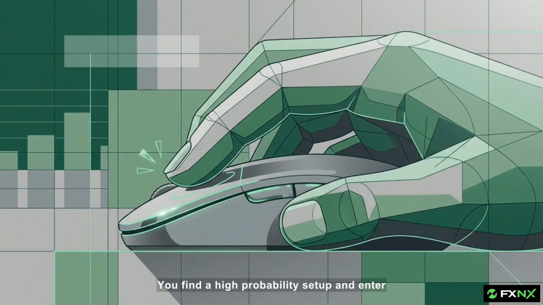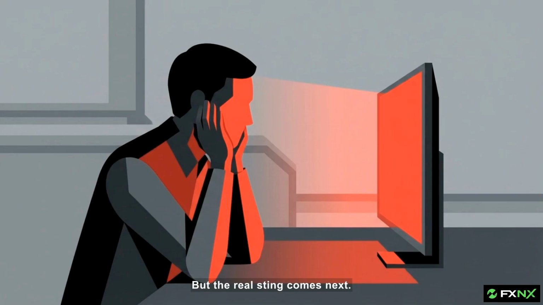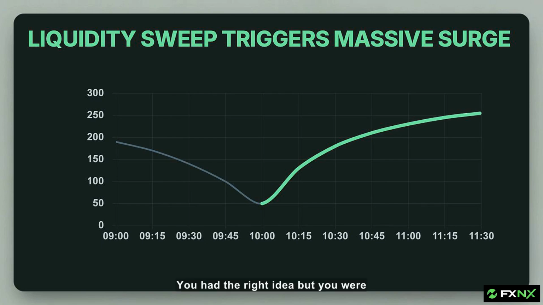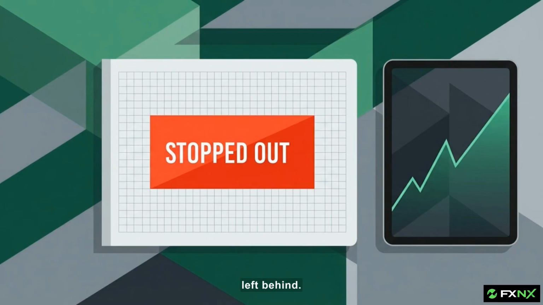You find a high probability setup and enter the trade. And then, almost immediately, the price turns against you and tags your stop loss. But the real sting comes next. The very second you're out of the market, the price whips right back and surges in your original direction. You had the right idea, but you were left behind.